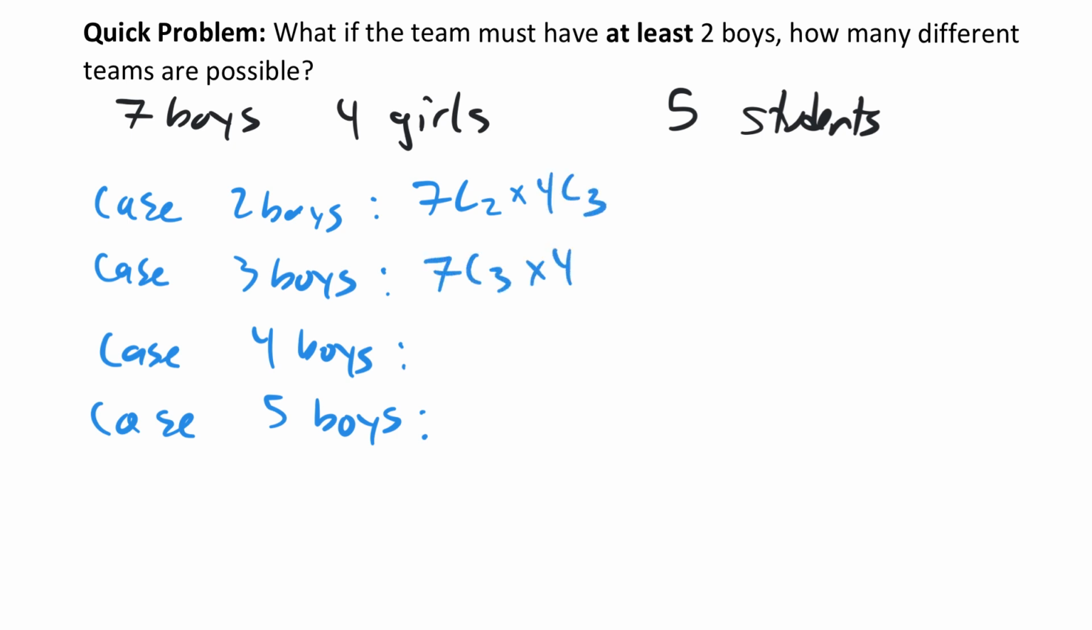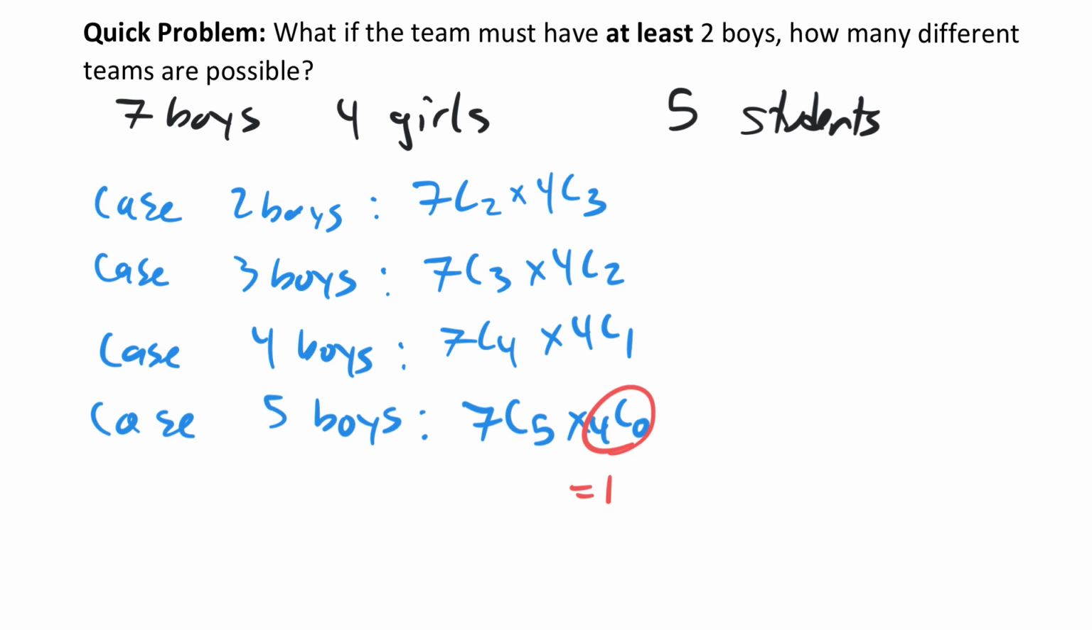7C3 times 4C2, 7C4 times 4C1, and this is 7C5. You could multiply by 4C0 if you wanted. It's like choosing 0 girls, but this will actually just equal 1. And if you times anything by 1, it doesn't change it, so you don't really have to write 4C0. In fact, if you want to just write 7C5 and say, well, we're just having 7 boys choose 5 of them, don't write another term, that's totally fine too.